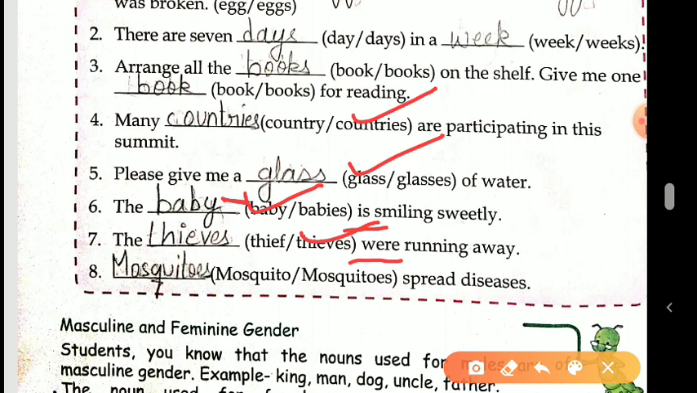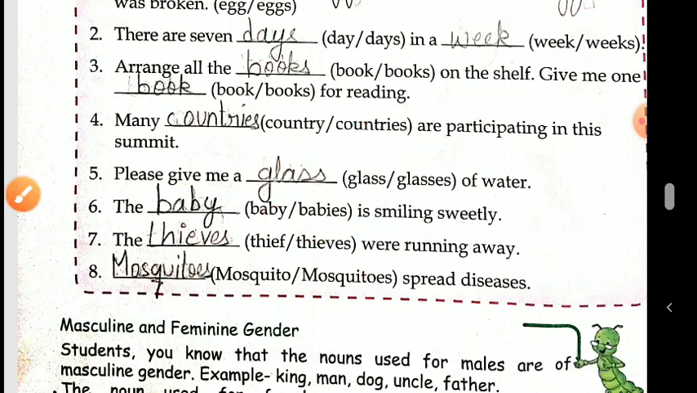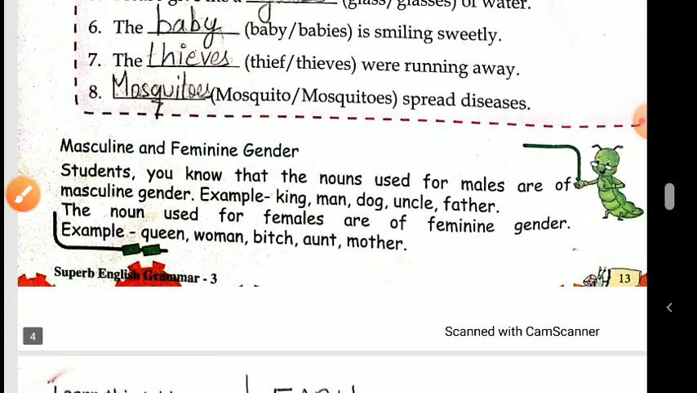8th, dash spread diseases. Now, one cannot spread, so more. So, mosquitoes. You need to write mosquitoes spread diseases. So, students, hope nouns, the number, that singular and plurals are clear to you. Now, students, we will be starting with the gender.